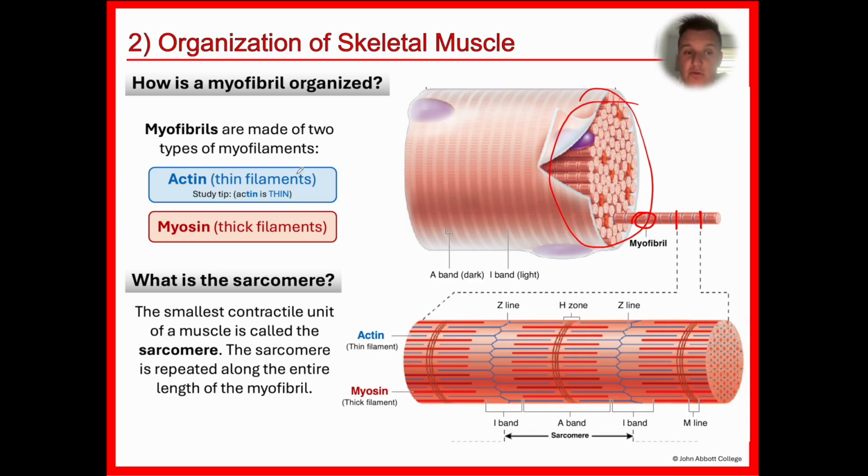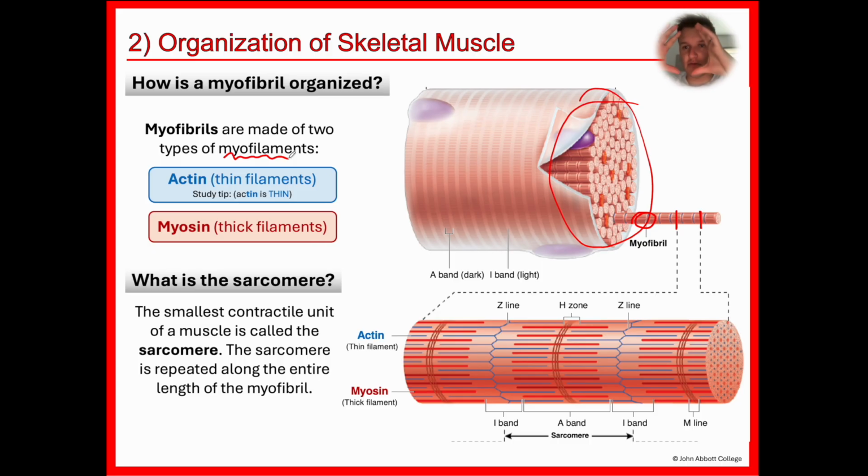One myofibril is made of two types of myofilaments. In one myofibril, you have many myofilaments. I know the names are not great, I didn't make these names up. Fibril sounds bigger.